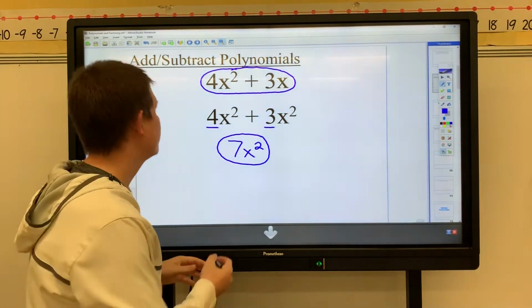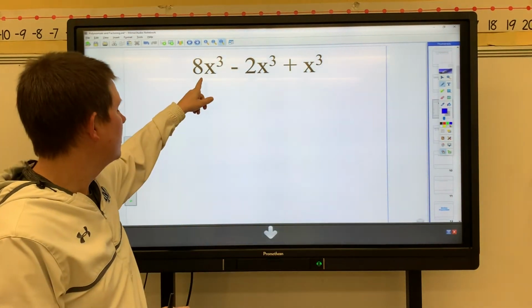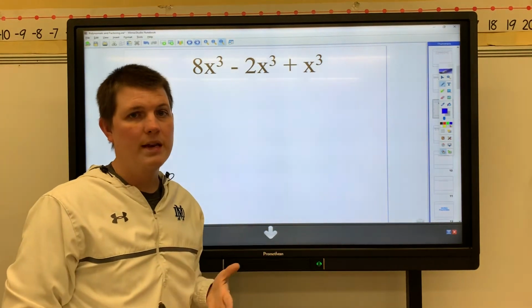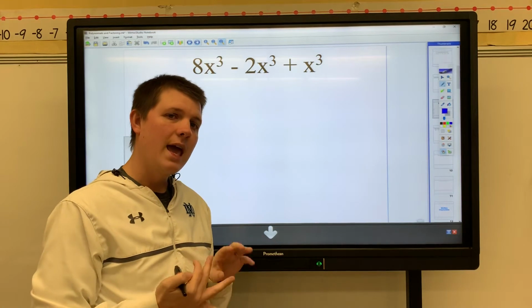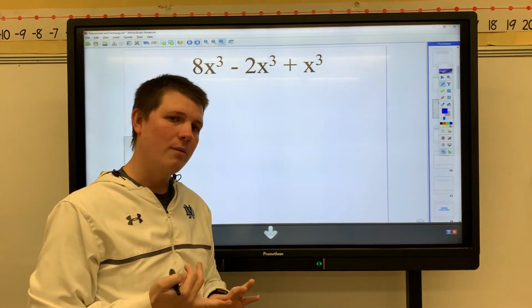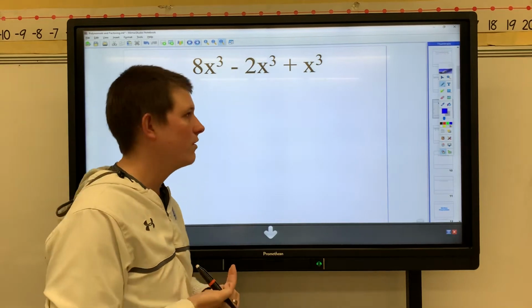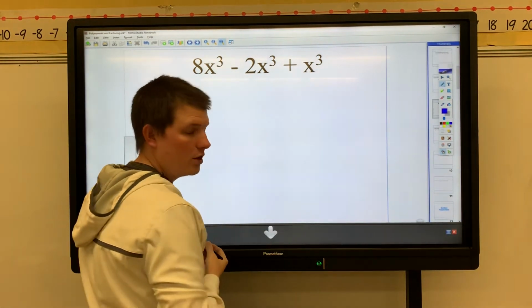Let's do another one of those. So this time I have three terms. 8x to the third minus 2x to the third plus x to the third. Now, are these all like terms? Yes, they are, because they have the same variable and the same exponent. Remember, they have to have the same exponent for you to add and subtract them together. And they all have an x to the third, x to the third, x to the third.